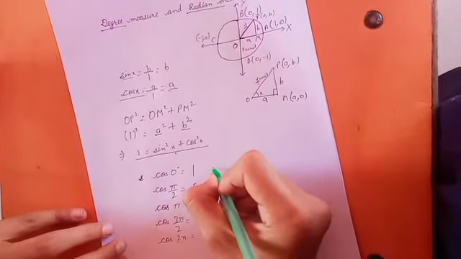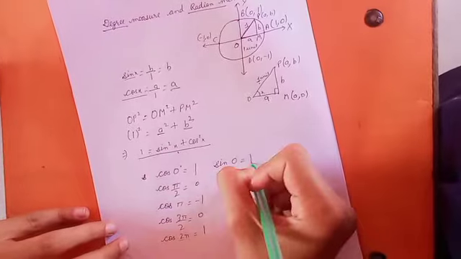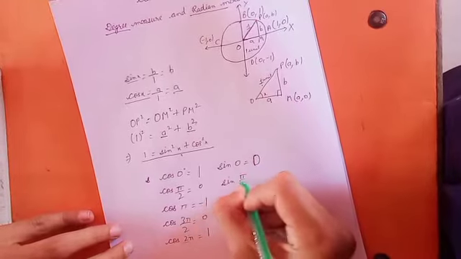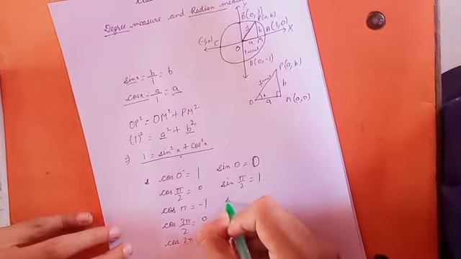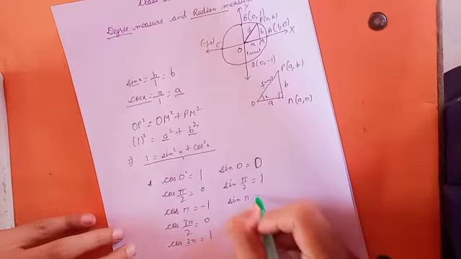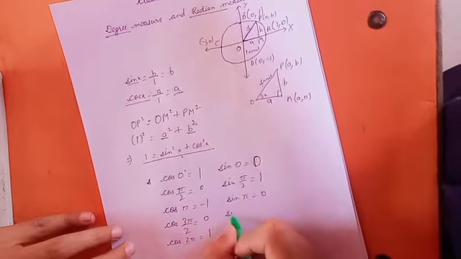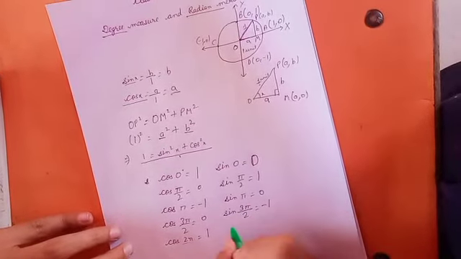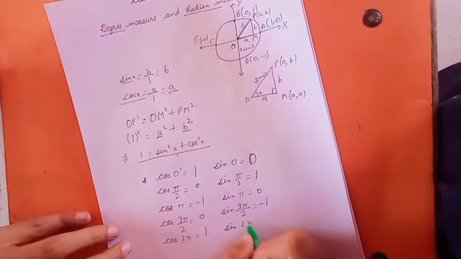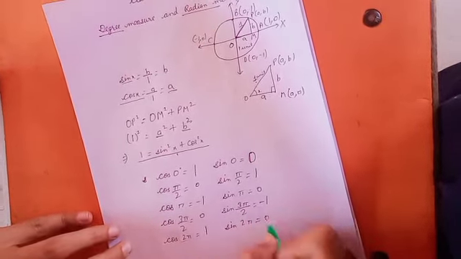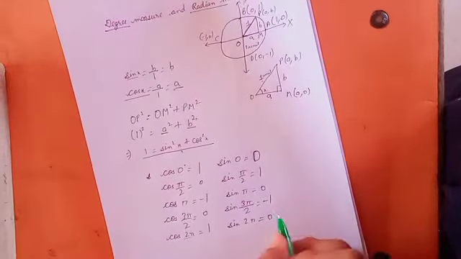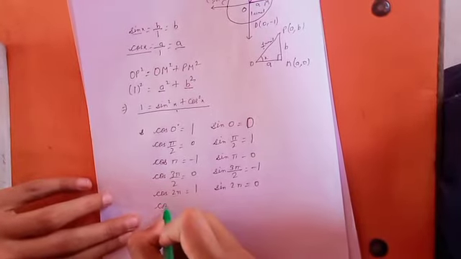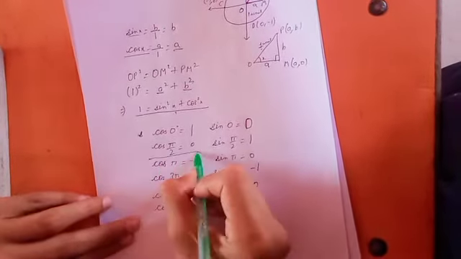And in the same way, if you talk about sine, then sin 0 is equal to 0, sin pi by 2 is equal to 1, sin pi is equal to 0, sin 3 pi by 2, which means 270 degree, is -1, and sin 2 pi is 0. Understand till here?